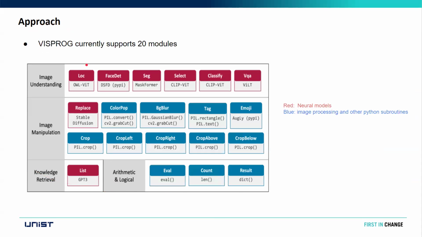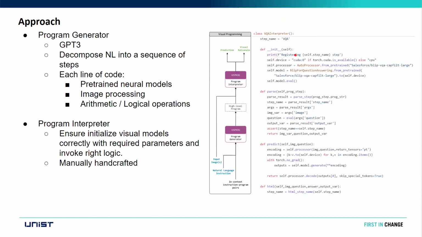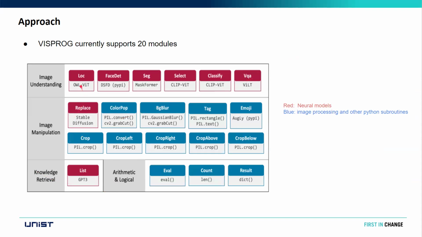So VisProg currently supports 20 modules for image editing. These, like log, fade, select, classify, VQA, are the names of the functions, and these functions will go to this interpreter later. For the red block, it just calls the neural model. And for the blue block here, it's some image processing, like using the OpenCV library, or it can be something like Python eval, something normal, other work rather than calling the neural model.